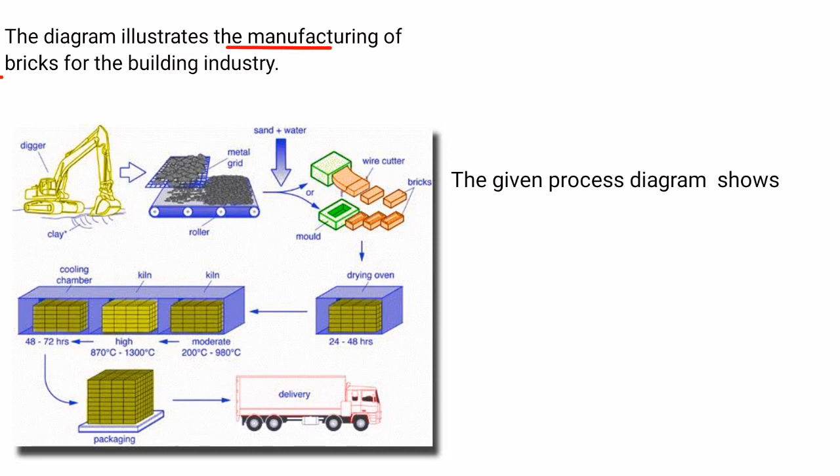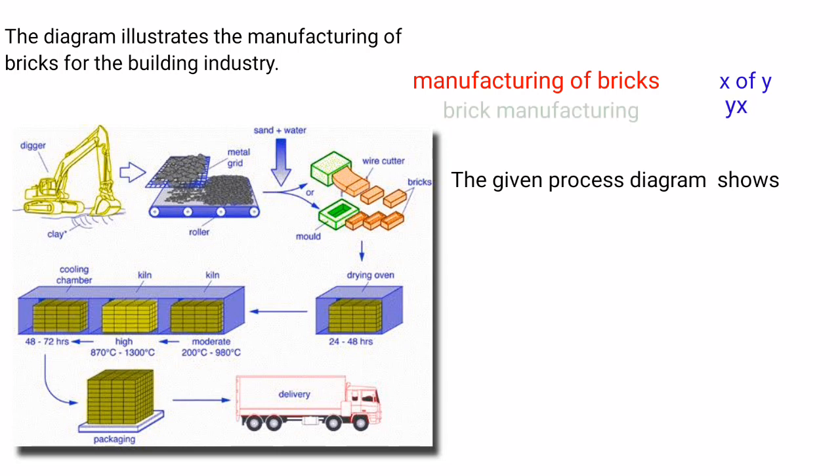Now next we have to paraphrase "manufacturing of bricks". Here I would recommend one trick. It is "manufacturing of bricks", right? I would assume manufacturing as X and bricks as Y. So it is like X of Y, correct? Now if I want to paraphrase it, I'll convert it into YX, like "brick manufacturing". Got it? And if you want to make it more effective, we would write a synonym of manufacturing here.